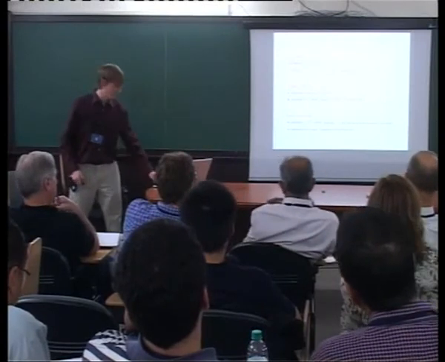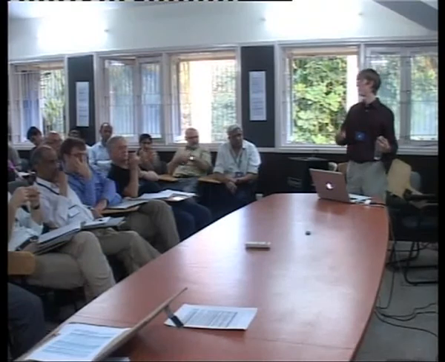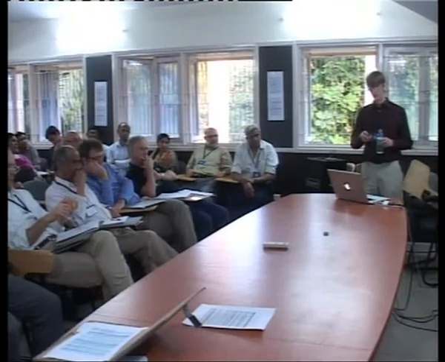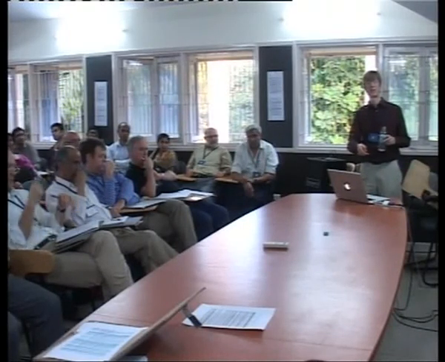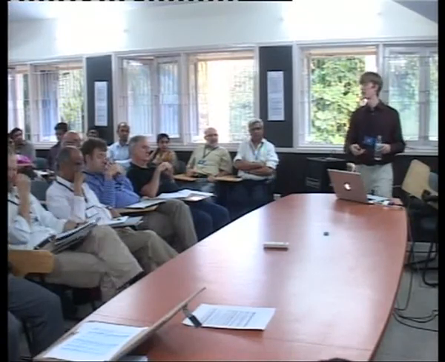Okay, so then the next question is, how do you decide which regime to be in? So as we saw in Boulem's talk, we have different variables that describe the different regimes, and we need to prescribe transition rates for how we jump from one regime to another. And just to connect with some of the earlier stuff in this talk, you can think of this as a stochastic time delay in how the convection responds to the large-scale variables, because these transition rates will depend on the large-scale state. And so this transition rate is a stochastic time delay for how the convection responds.